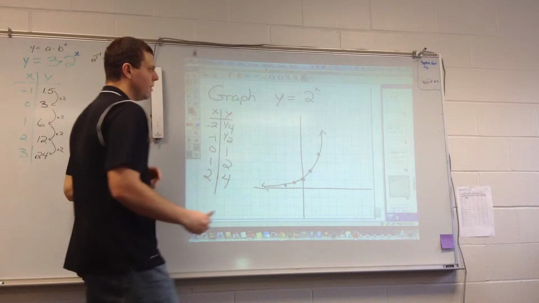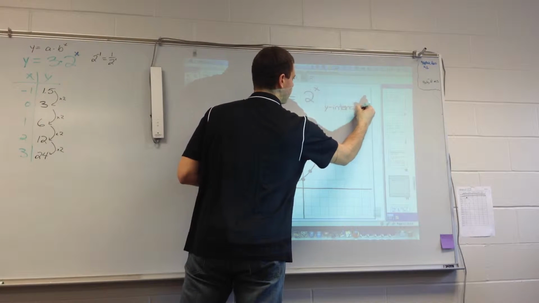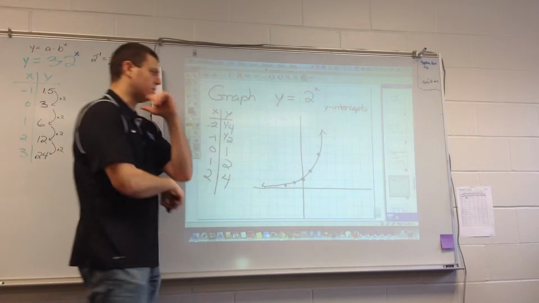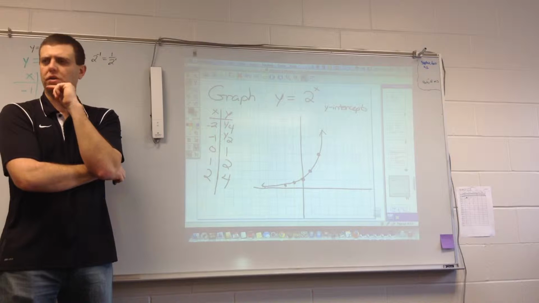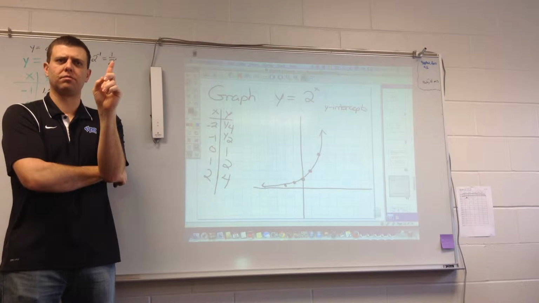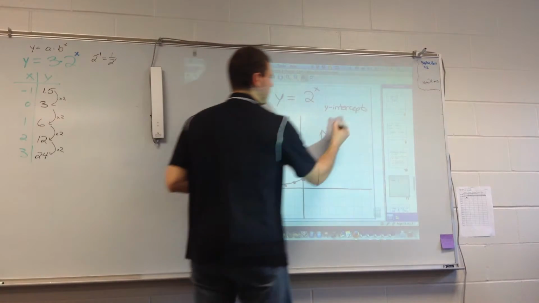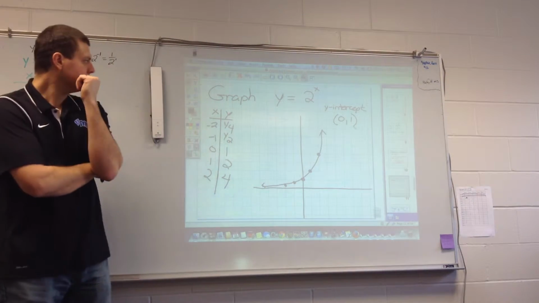First one, fairly simple one. Y-intercept. What is my y-intercept in this case? Give me a coordinate, please. 0, 1. That's funny. That matches the what value? The a value. So 0, 1 is my y-intercept.